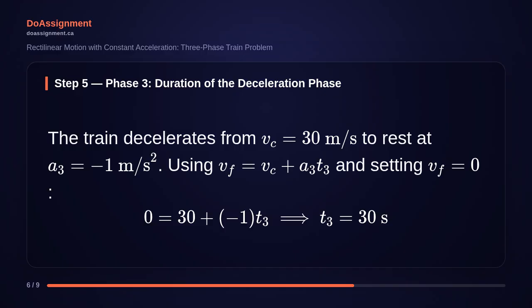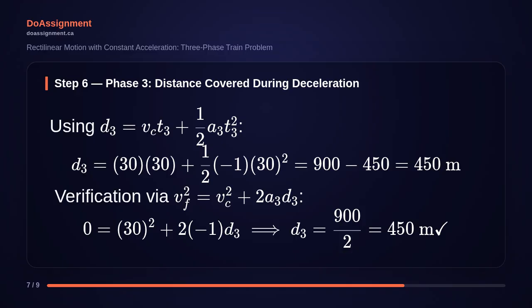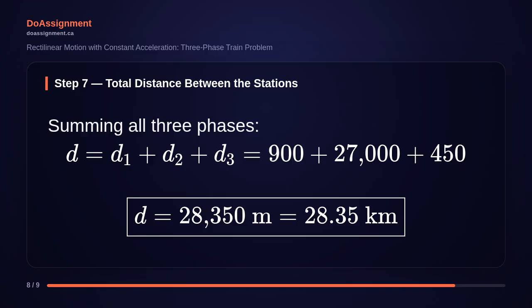In phase 3, the train decelerates at 1 meter per second squared from 30 meters per second to rest. Solving for the time gives 30 seconds. For phase 3, the distance formula gives 900 minus 450, which is 450 meters. We verify this using the velocity squared relation, and it checks out, adding the distances from all 3 phases.